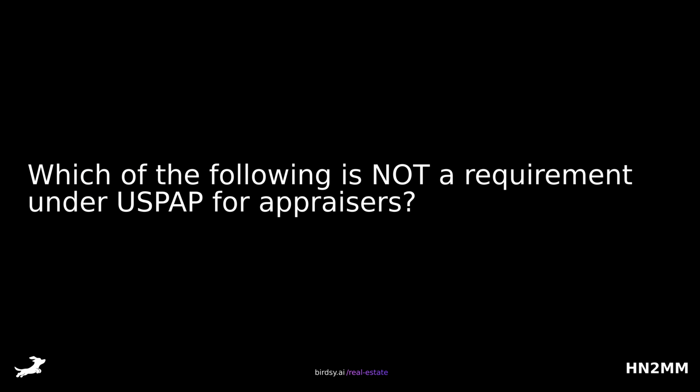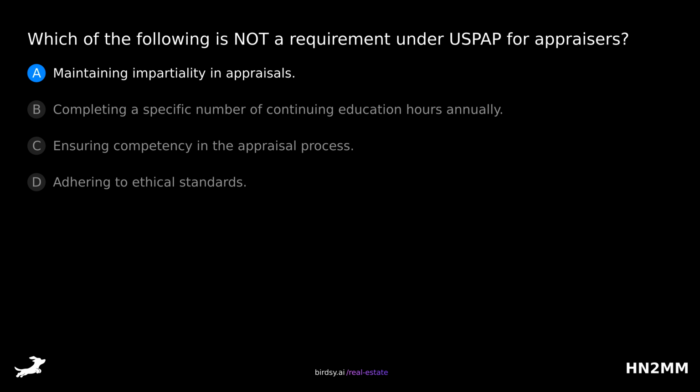Which of the following is not a requirement under USPAP for appraisers? Is it A, maintaining impartiality in appraisals? B, completing a specific number of continuing education hours annually? C, ensuring competency in the appraisal process? Or D, adhering to ethical standards? The answer is B, completing a specific number of continuing education hours annually.